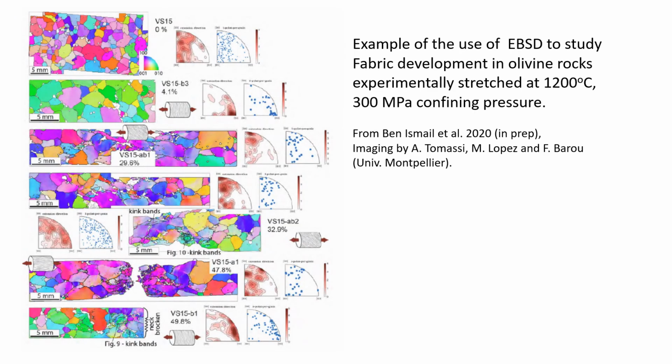Since then, EBSD has been extensively applied to the determination of petrofabrics in naturally and experimentally deformed rocks, and to study in detail the rotations that are produced during plastic deformation and recrystallization. This example is from a recent study of high-strain olivine deformation in axisymmetric extension.